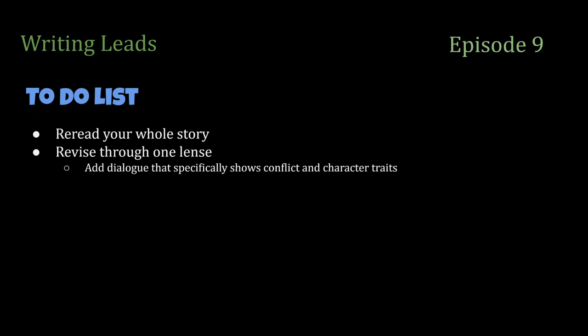So, your to-do list. Read your whole story. Revise through one lens, the lens of adding dialogue that shows conflict and character traits. And I should have added in there, creates tension. So, be thinking about what am I doing to create tension. Here's the deal.